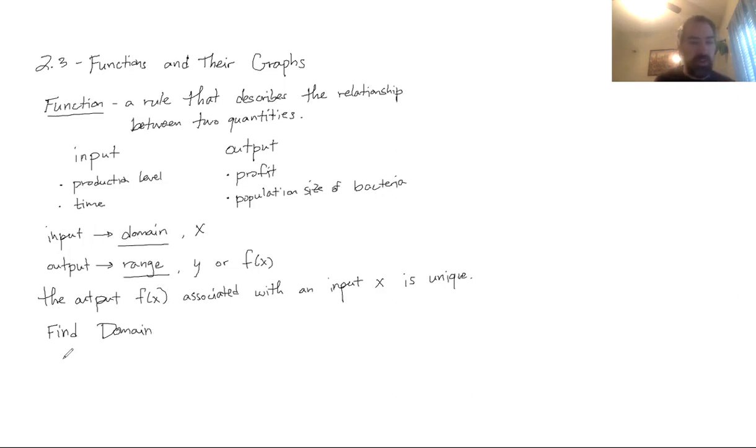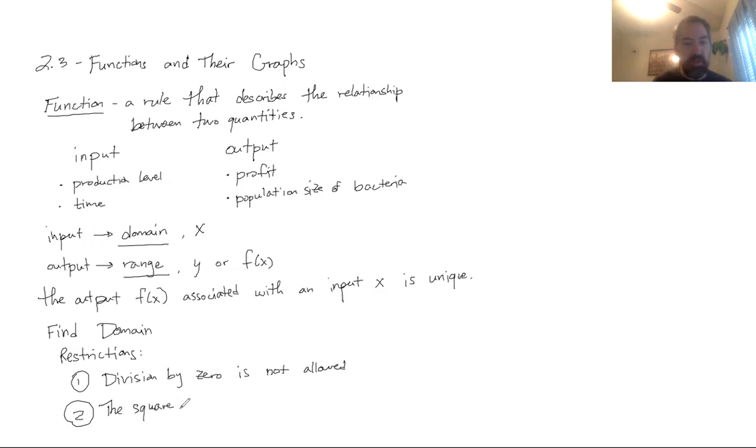Now, there are two restrictions that we'll use here. The first restriction is, we've already talked about this, we know we cannot divide by 0. That will help us to determine the domain. And the second restriction is that we cannot take the square root of a negative number. This will also help us to determine the domain.